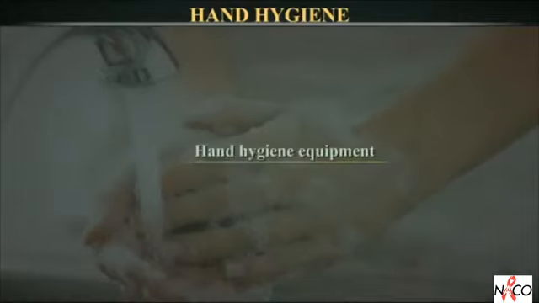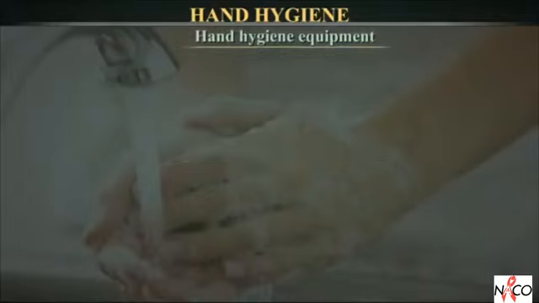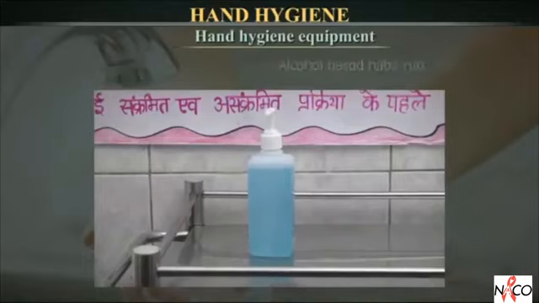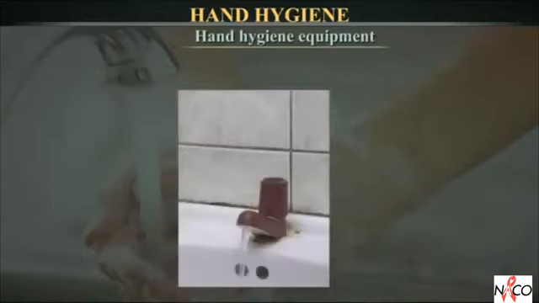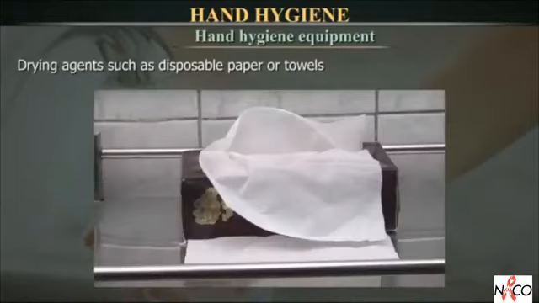Hand hygiene equipment. To perform adequate hand hygiene, you will need: 1. Alcohol based hand rub, 2. Soap, 3. Water, and 4. Drying agents such as disposable paper towels.